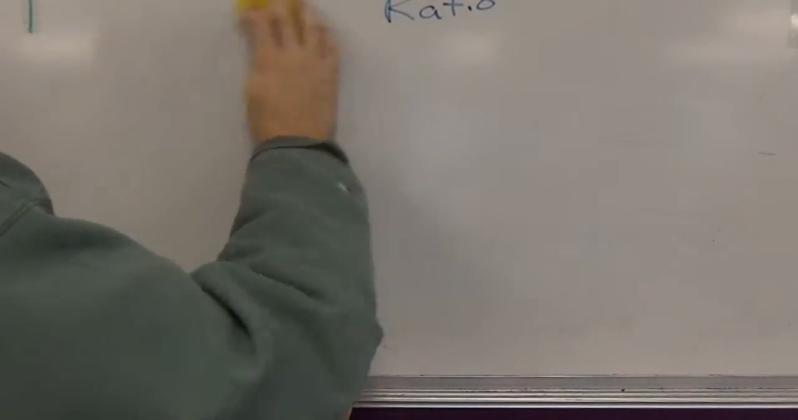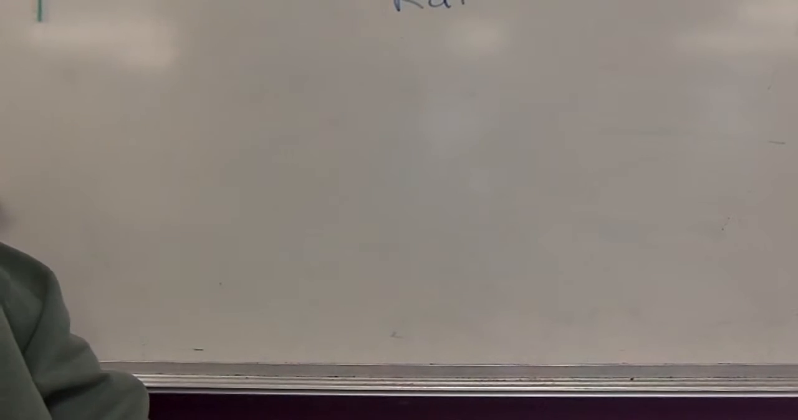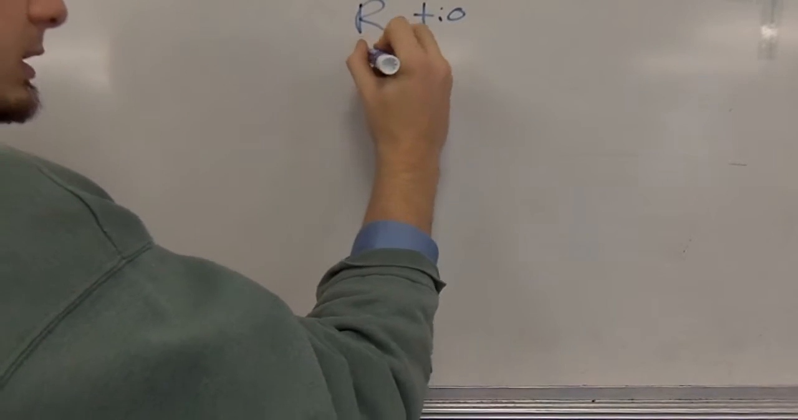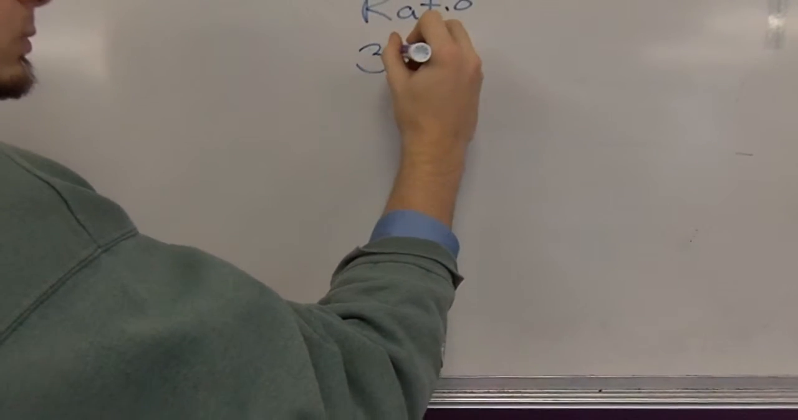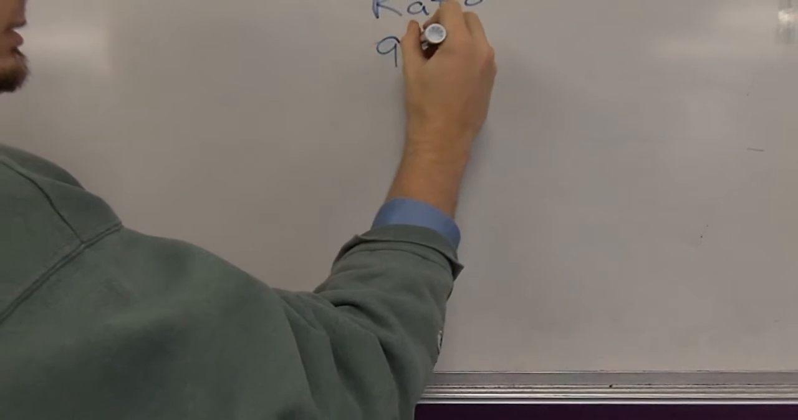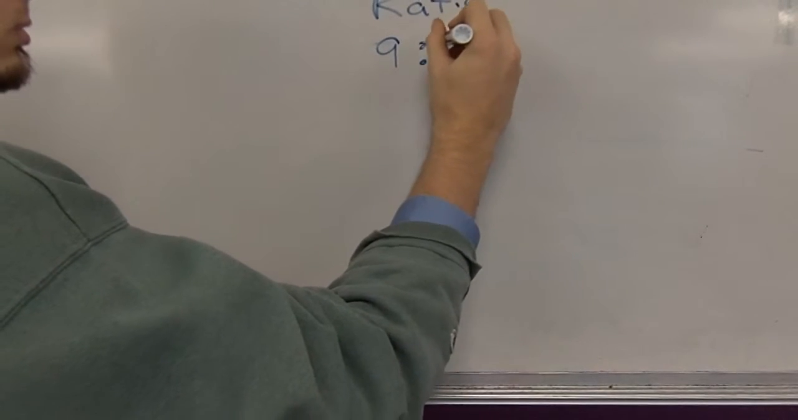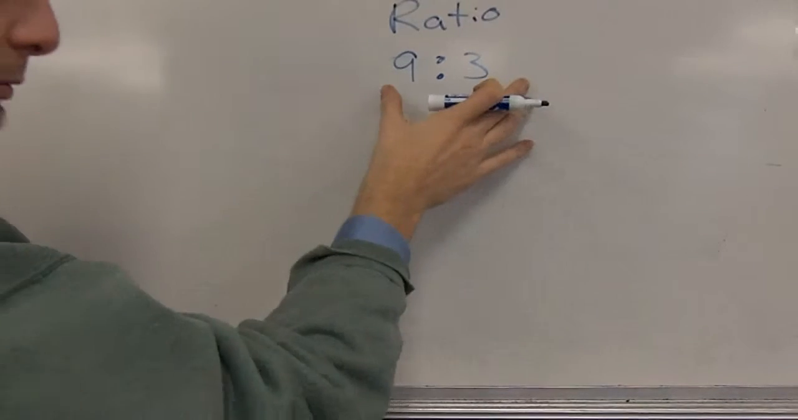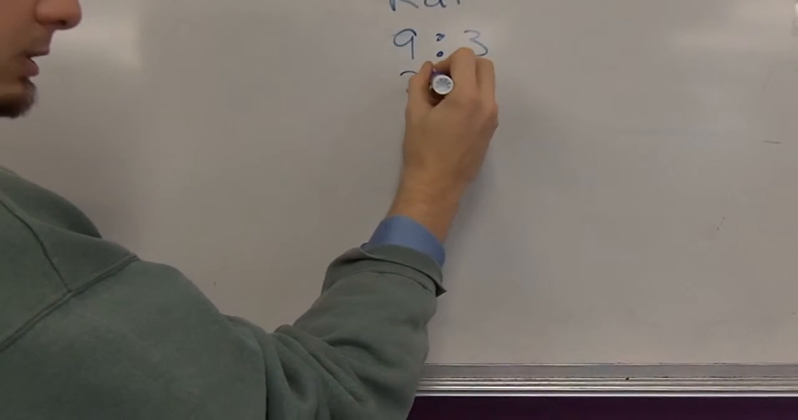Okay, with a simpler ratio. We'll do a 9 to 3 ratio, which if you reduce it becomes a 3 to 1 ratio.